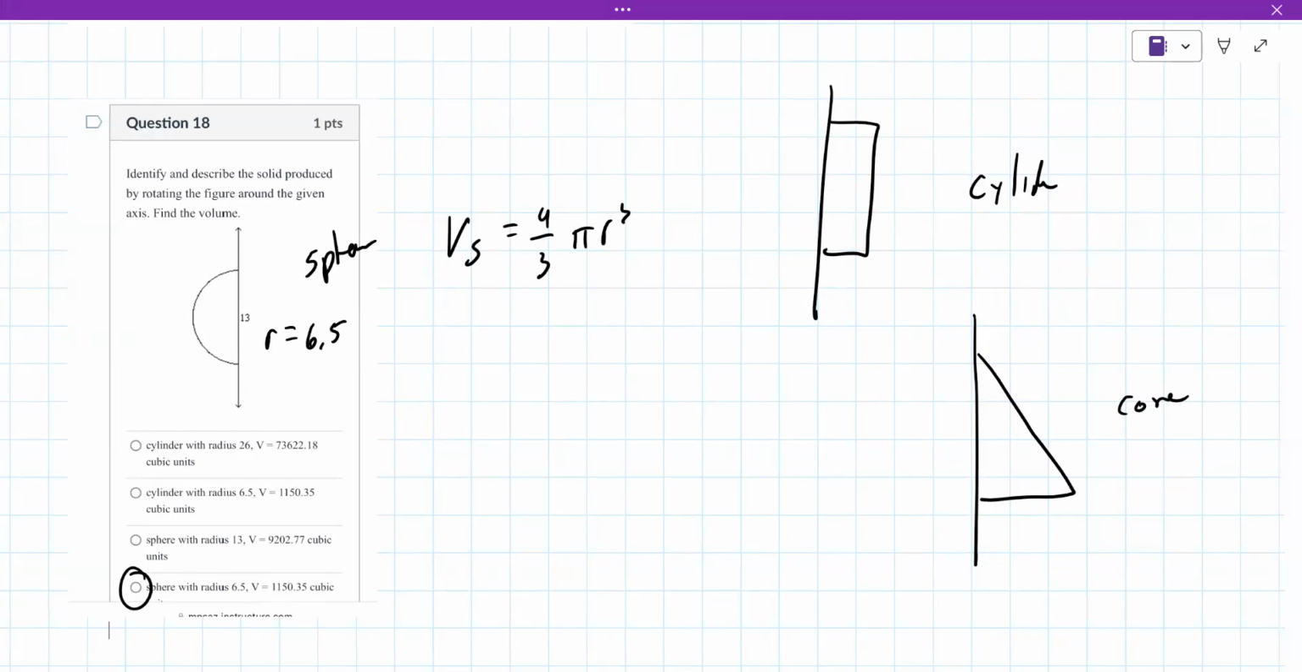Okay, that's 18. I think we're doing fine. I don't see any reason why we can't get through all these.